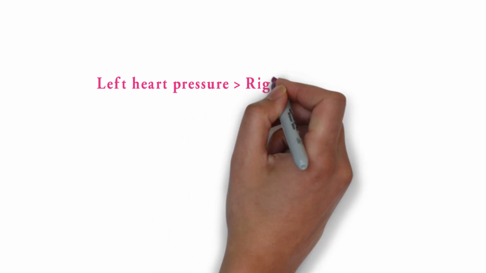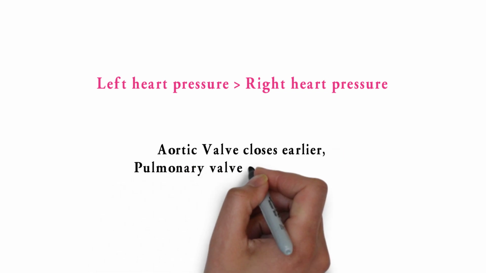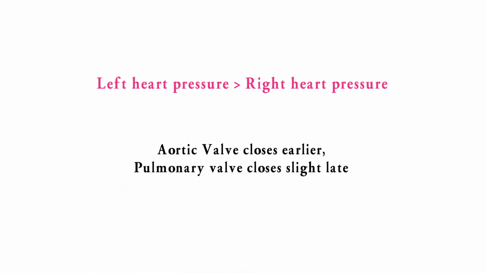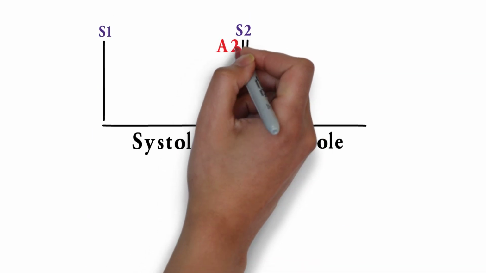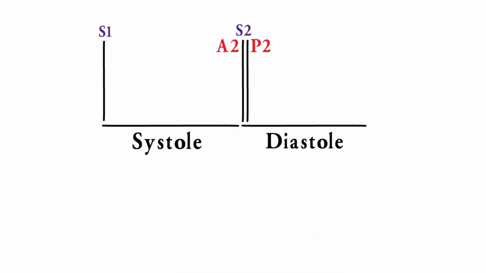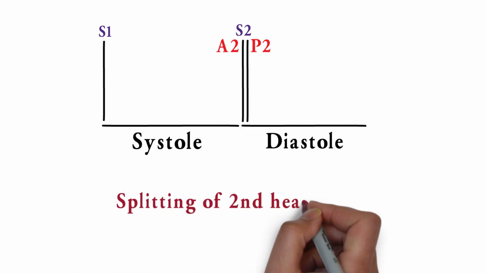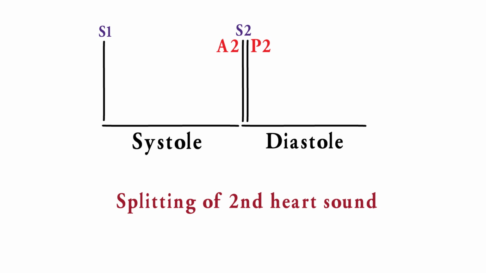Normally, the left heart has high pressure compared to the right heart because pulmonary circulation has more compliance and less resistance compared to systemic circulation. Another reason for high pressure is that the left ventricular wall has more thickness and stiffness compared to the right ventricular wall. So, the left-sided valve, that is the aortic valve, closes earlier than the right-sided pulmonary valve. So, in our line diagram, we can make aortic and pulmonary components within S2, which are called A2 and P2 respectively. This is called splitting of the second heart sound, which is normal.